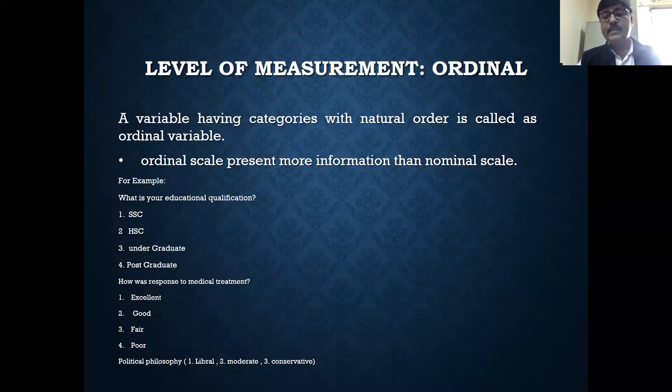So now, educational qualification. When you look at this variable, you will find there is a natural order, because SSC is less than HSC, then undergraduate and postgraduate. That's why we call this an ordinal variable. Now, how is the response to medical treatment? Excellent, good, fair, poor. Political philosophy: liberal, moderate. Here we feel inside that there is a natural order, because one is inferior and the other is superior, we feel in our mind. That's why it is defined as a variable having categories with natural order. So where a natural order is there, it is called an ordinal variable.